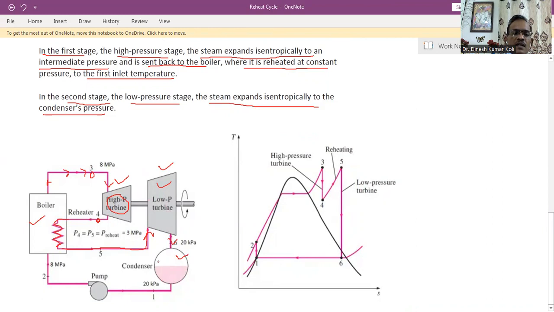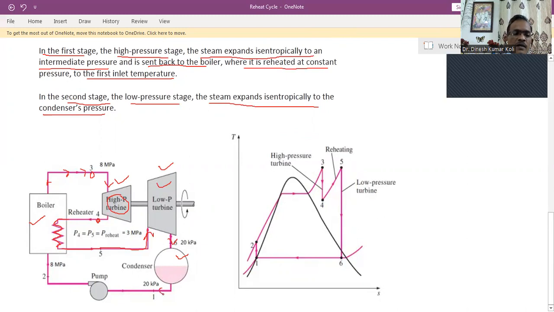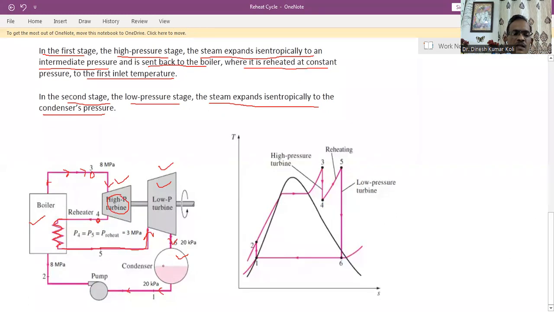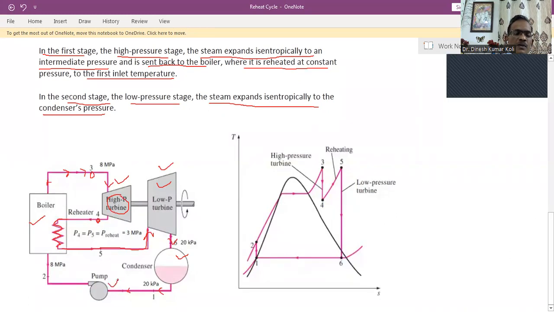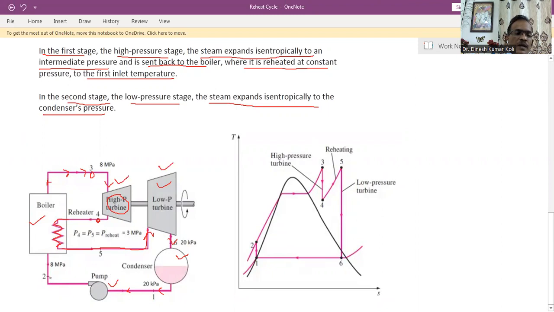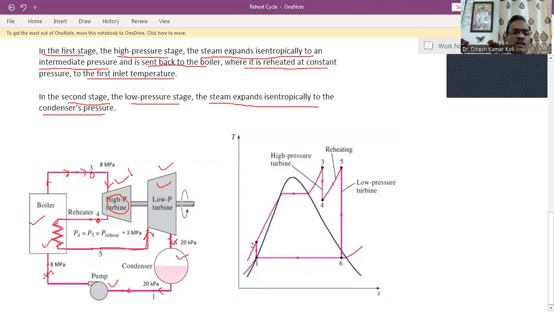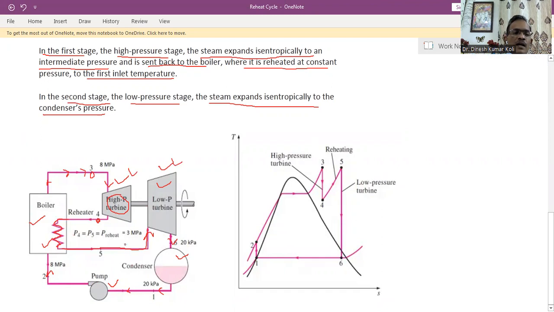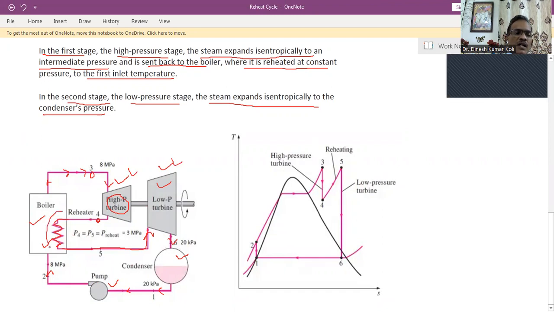The condenser is the unit in which heat rejection takes place, taking heat from the exhaust steam with the help of cooling water. Then the condensed water is recirculated to the boiler with the help of the feed pump. So in this way, there are two turbines, the HP turbine and the LP turbine, and between them is the reheater section.